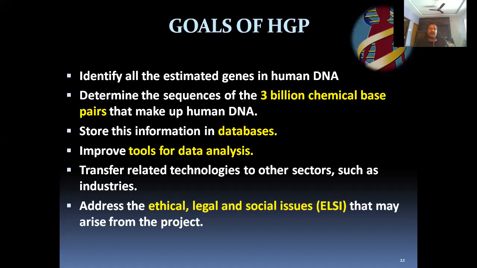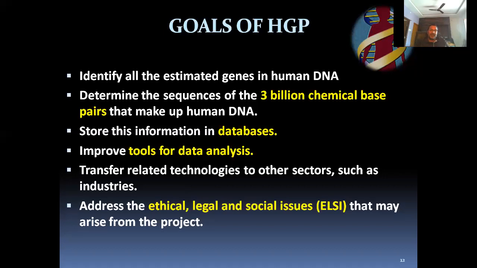So the goals of the Human Genome Project are identifying all the estimated genes in human DNA, determining the sequences of the 3 billion chemical base pairs that make up human DNA, storing this information in databases, improving tools for data analysis, and transferring related technologies to other sectors such as industries. Whatever information we got here, we are going to transfer this technology wherever it's necessary, like the forensic wing. And addressing the ethical, legal, and social issues, in brief we say ELSI, that may arise from the project.